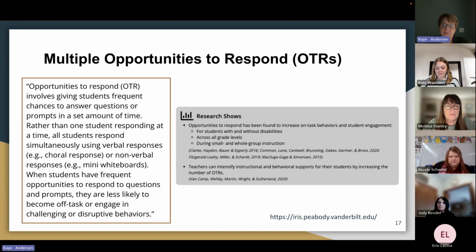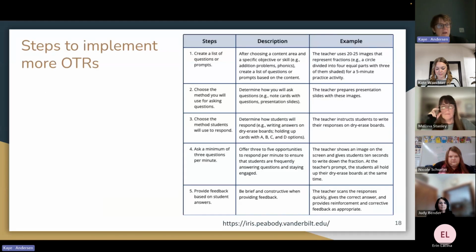This information is taken from the Iris Peabody Vanderbilt website. And one of the things that's exciting on there is they do offer courses specific to different areas of instruction. And I really like the table they give us for what are the steps that it would take to implement more opportunities to respond. And it's really very simple. It's not just isolated to math. If you're a teacher that teaches elementary school, or you have different classes that you teach during the day, a couple social studies periods, a couple math periods, the philosophy and the information and the research shows that it's going to work.